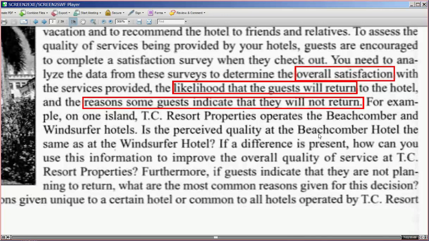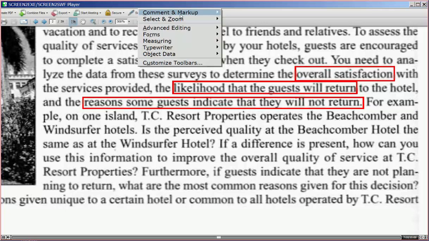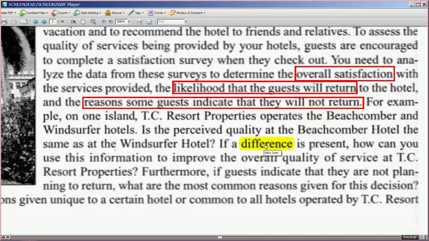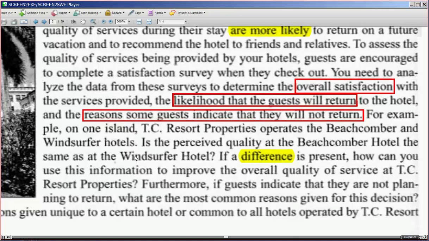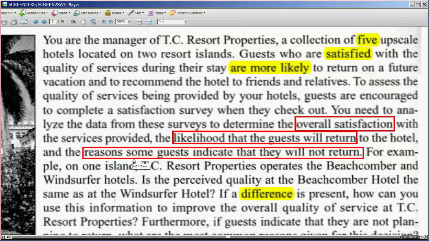Is the perceived quality of these hotels the same? If a difference is present, let's see if difference can be highlighted normally. If a difference is present, how can you use this information to improve the overall quality of service at TC Resort Properties? Okay, if a difference is present. Okay, assess the quality of services.